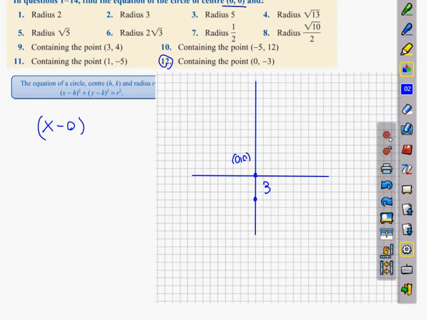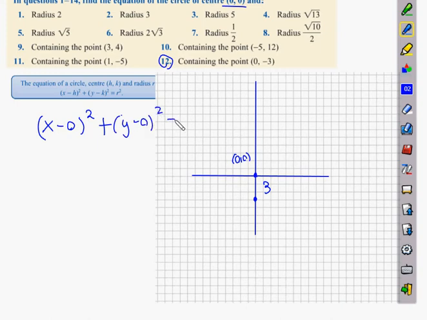Okay, so what I have to do next is put it into the formula, so it'll be x minus 0 squared, y minus 0 squared equals 3 squared, x squared plus y squared equals 9. Is that right? Now, if you had a point like 1, minus 5, what would you have to do instead? You'd have to do, what's a 1, minus 5? So 1 across, minus 5 down. So 1, minus 5 would be here.